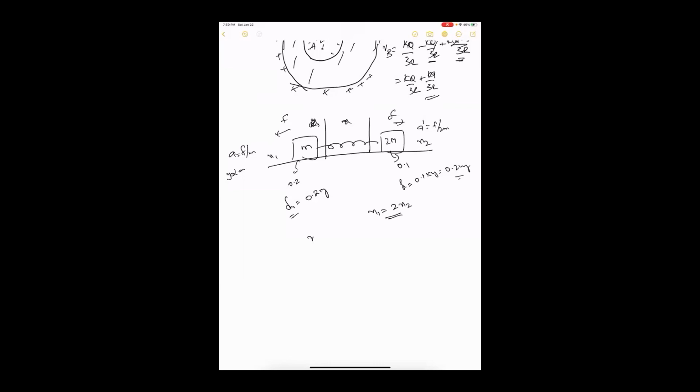So total displacement is X1 plus X2. It has moved X1, this has moved X2. Initially it is X, now X by 2, so X1 plus X2 is X by 2. Replacing X1 with 2X2, 3X2 is X by 2 and X2 is X by 6. X1 is 2X2, which is 2X by 6 or X by 3. So mass M moves X by 3 and mass 2M moves X by 6.